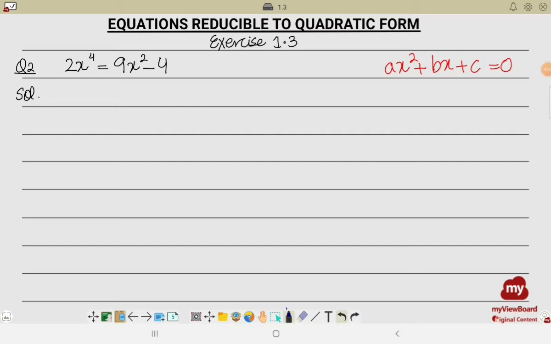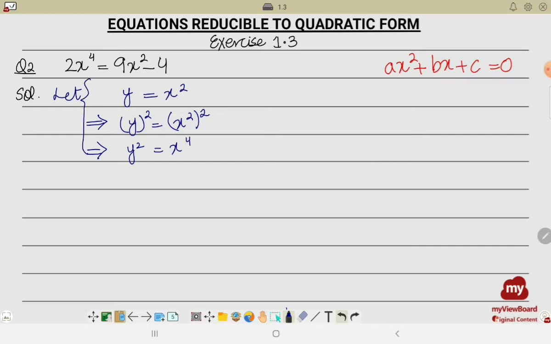Let's solve another sum in which we have to reduce the equation to quadratic form. Let's see which type of substitution we'll make here. We'll suppose the smaller term with the smaller power, so that when we square it, we'll get the higher power. So let y is equal to x square, and from the same substitution we will square it. Squaring both sides, we'll easily find out the value of x raised to power 4.